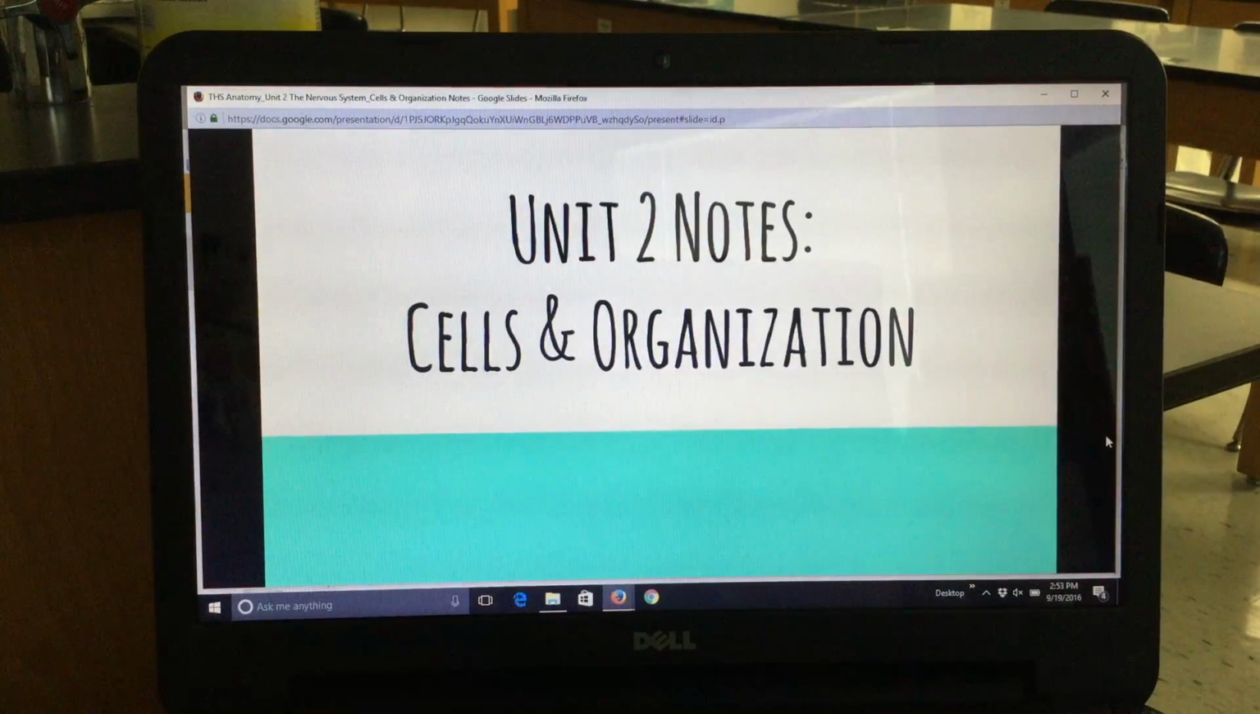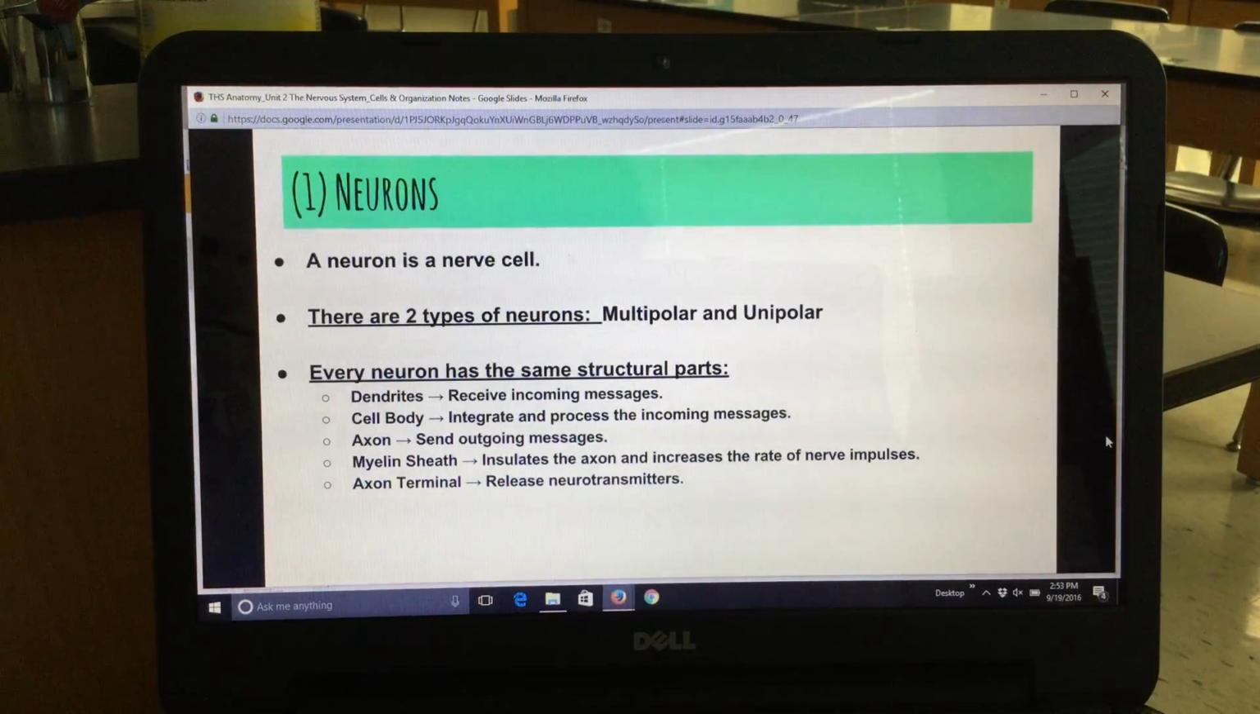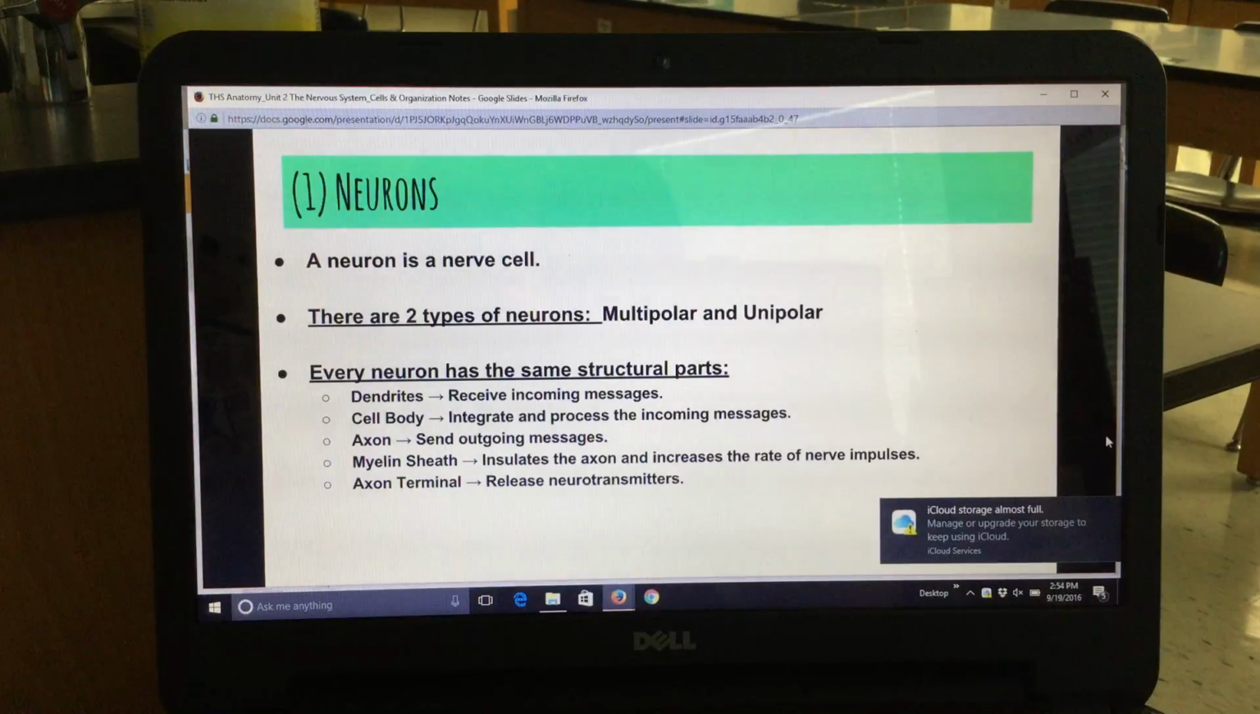Alright, so these notes are on the nervous system unit 2, and they're specifically on cells and organization. To start, a nerve cell is called a neuron. There are two types of neurons that exist in your nervous system. One type is called multipolar, and a second type is called unipolar. Now, regardless of the type of neuron, they have the same basic structural parts to them.